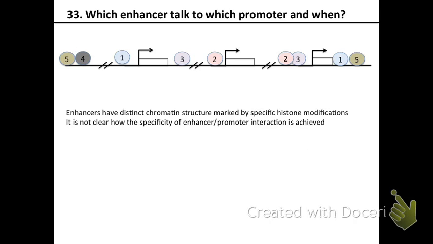So it turns out there are thousands of enhancers, and each gene can be regulated by multiple enhancers, and each enhancer can regulate multiple genes, right? So this is a complex puzzle in which we need to match each enhancer to each gene, etc. So right now, one of the challenges in the field is how do you know the specificity of an enhancer-promoter interaction is achieved?